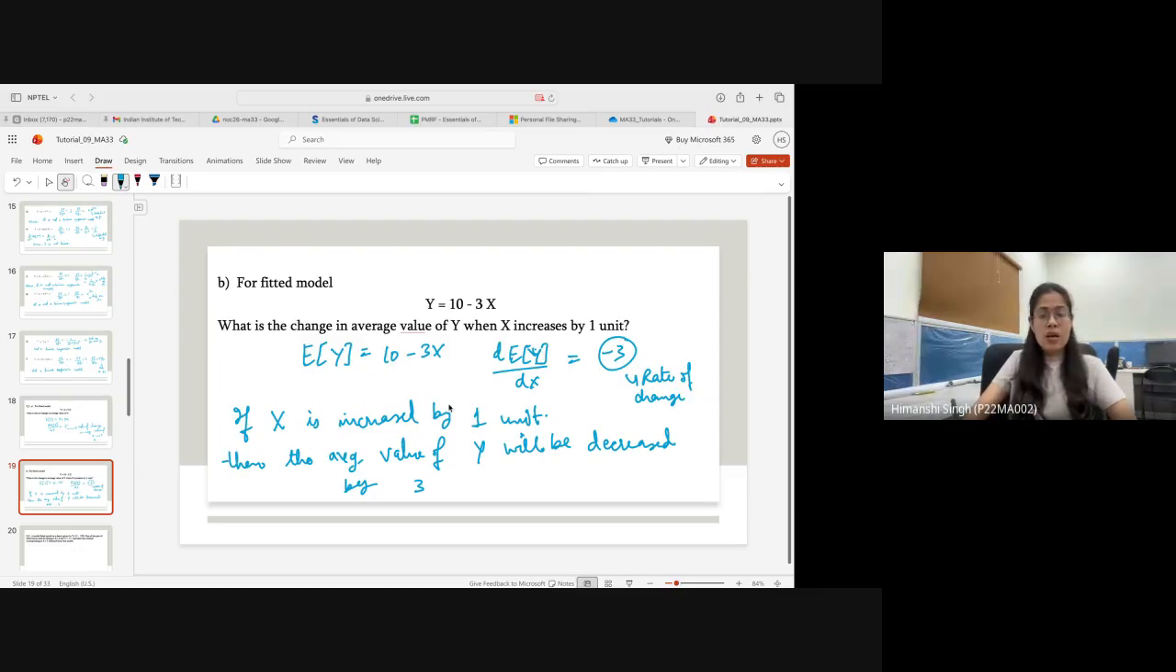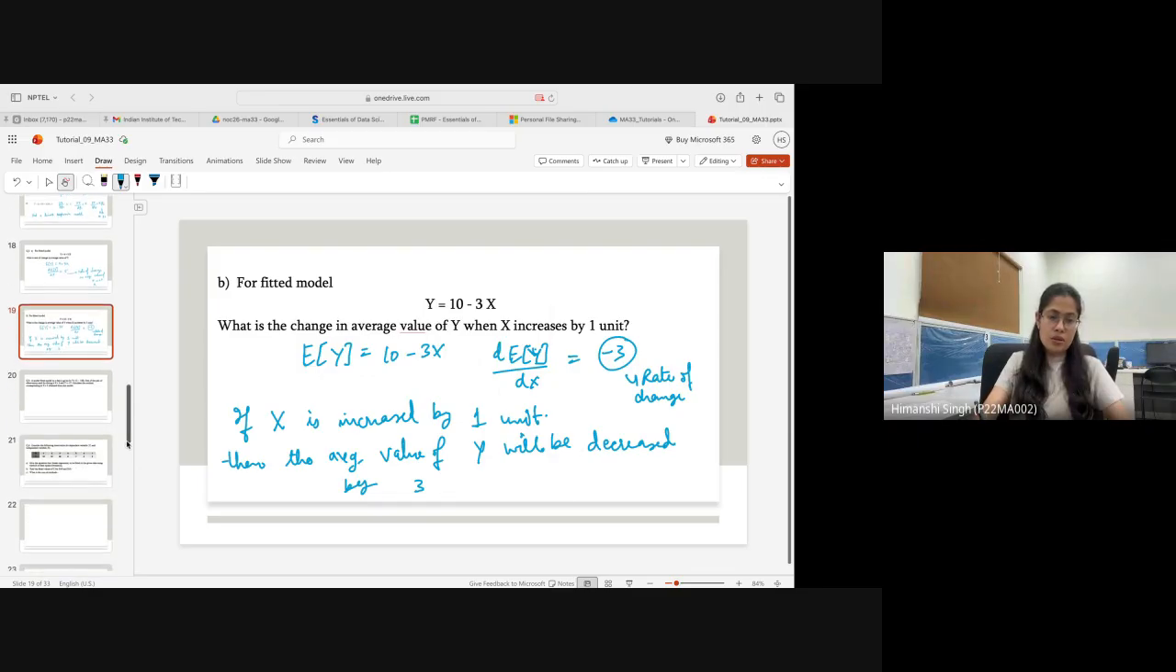Now in the question it is asked, if x increases by 1 unit, what happens to the average value of y? Because the rate of change is minus 3, if x is increased by 1 unit, the average value of y will decrease by 3. Here 3 has a negative sign. So the average value of y will decrease by 3 units if I increase x by 1 unit. So this was it. I think this question is clear.